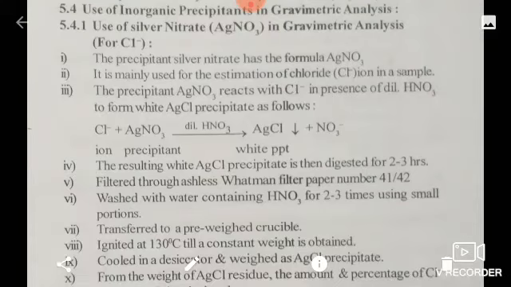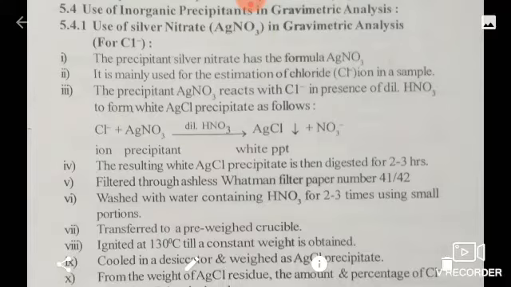First, the use of silver nitrate in the precipitation of the chloride ion. Silver nitrate, having the formula AgNO3, is mainly used for the estimation of Cl- ion in a sample. The precipitant AgNO3 reacts with the chloride ion in the presence of dilute HNO3 to form a white AgCl precipitate. The reaction is Cl- ion plus AgNO3, in the presence of dilute HNO3, gives the white precipitate of silver chloride, AgCl, plus NO3- ion, the nitrate ion, as the side product.